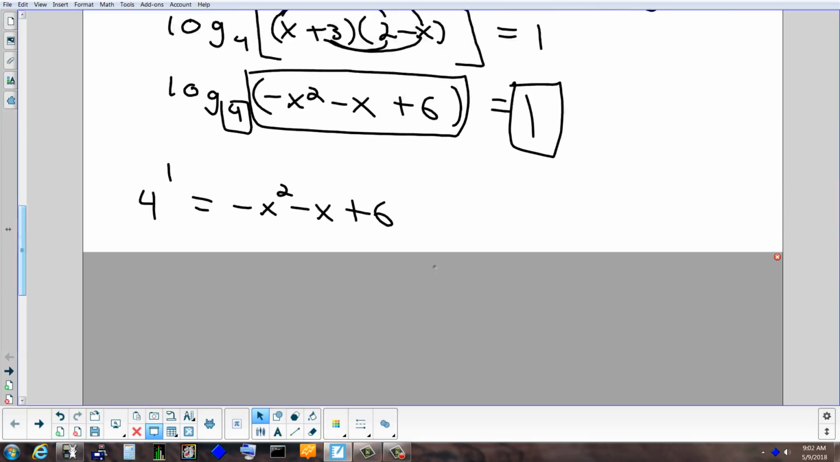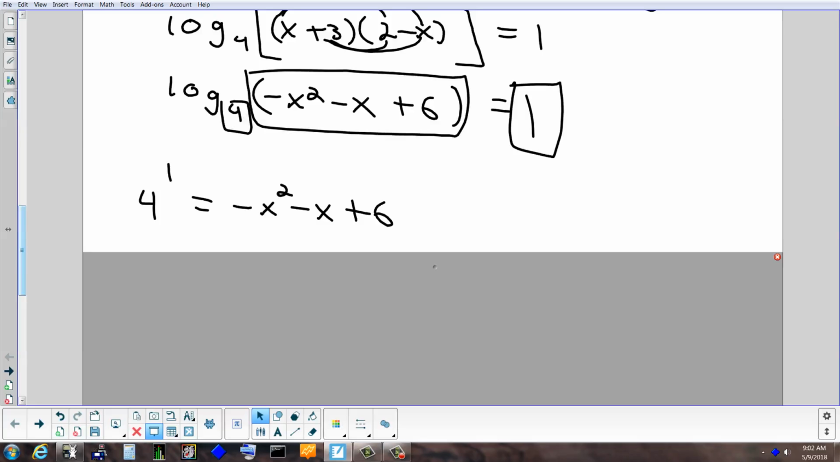Now, to use the quadratic formula, or factor it, either way, you want to get it equal to something. Right now, it's equal to 4, 4 to the first power. We don't want it equal to 4. When you're solving a quadratic, what do you want it equal to? Not 1. Sometimes you get things equal to 1. Not in this case, though. Yeah? 0. You want it equal to 0.